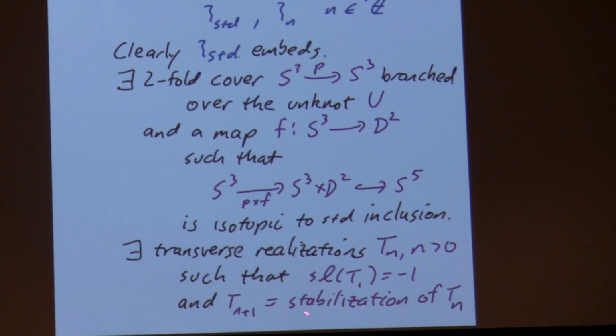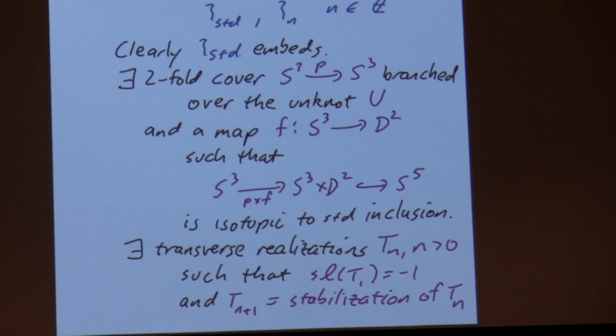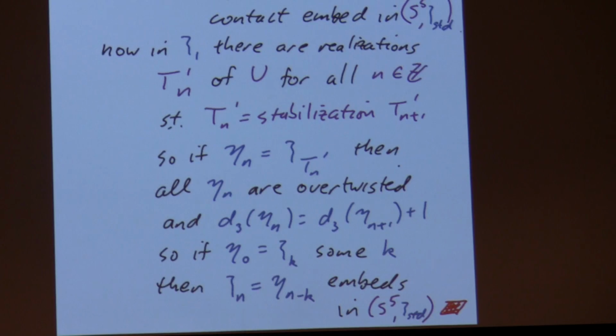Remember, we talked about self-linking one or two talks ago. Then T_{n+1} is just a stabilization of T_n. From our previous results, you can easily see, well, actually, this is something you have to check, but it's very easy, that when you branch over T_1, you just get the standard contact structure. But from our previous results, when you branch over T_n, you get the result of branching over T_{n-1} and connect sum with some C1. So you wind up embedding all the overtwisted structures with d3 invariant positive. Okay? So we've got half of the overtwisted contact structures embedded.